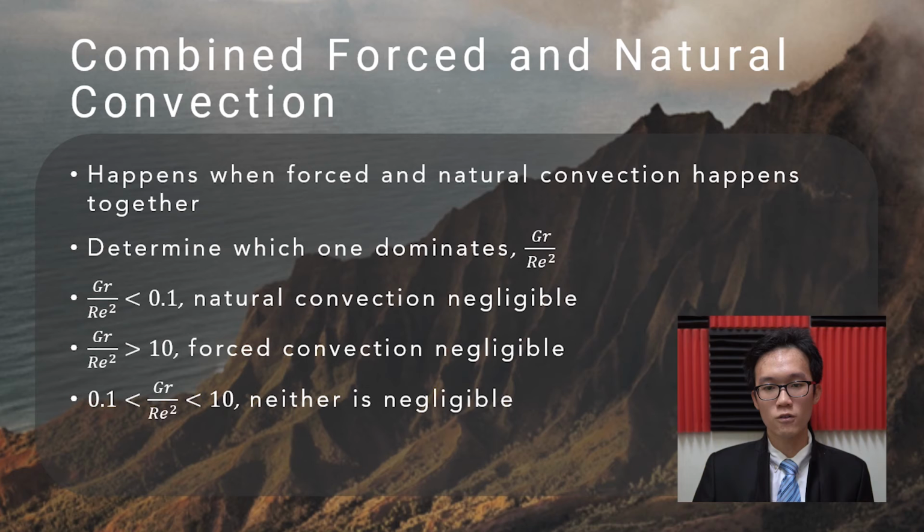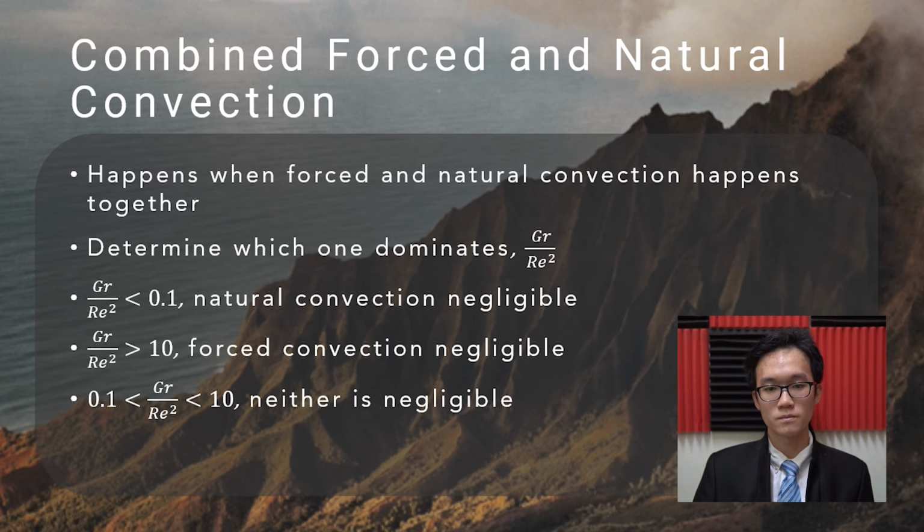Combined forced and natural convection often happens in real life, since both types of convection usually happen together. To determine which one dominates, we can take the Grashof number divided by the Reynolds number. When the value is less than 0.1, it indicates natural convection is negligible. If it is bigger than 10, forced convection is negligible. If it is between 0.1 and 10, neither is negligible and we need to consider both in the calculation.